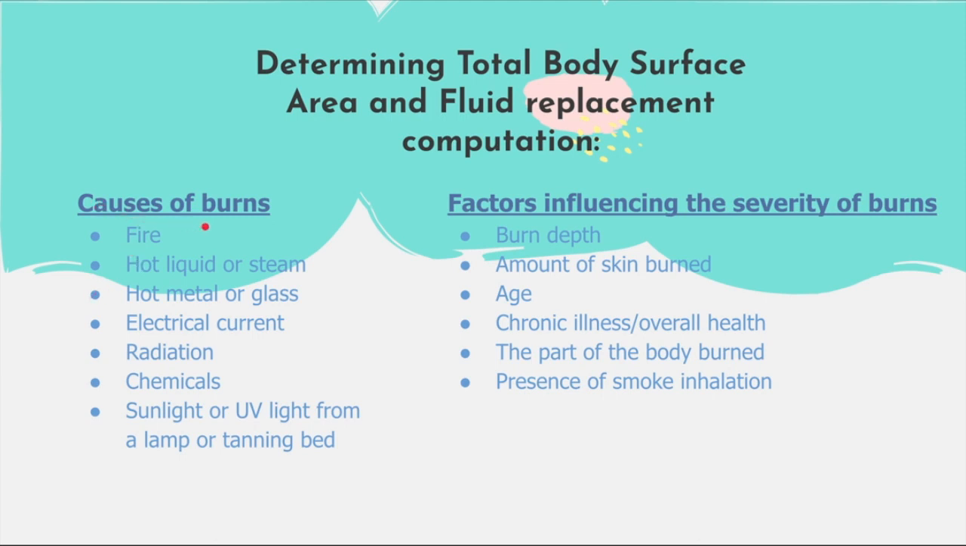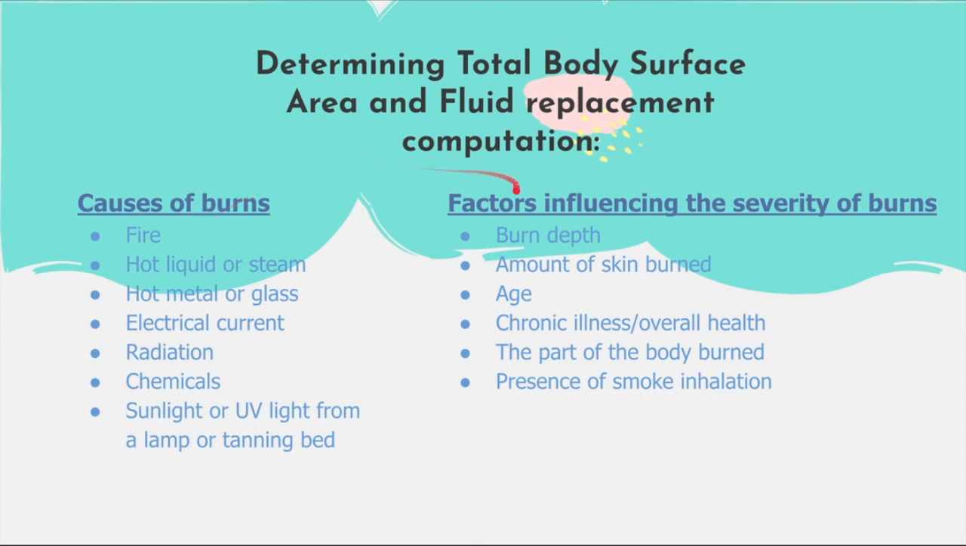CLO number 3 will discuss the concepts involved in determining TBSA in fluid, peritoneal dialysis and hemodialysis, ABG analysis, and irrigating cystoclysis. The first will be the causes of burns. So what are some causes of burns? There are fire, hot liquid or steam, electrical current, radiation from X-rays, chemicals, which are from strong acids, gasoline, or paint thinner, and sunlight or UV light from a lamp or tanning bed.